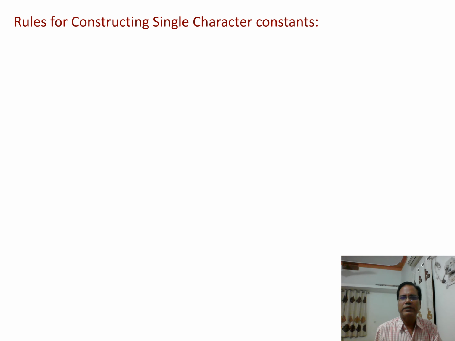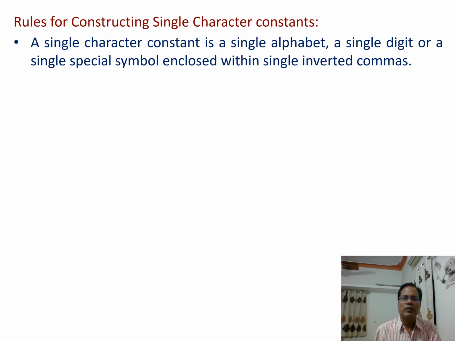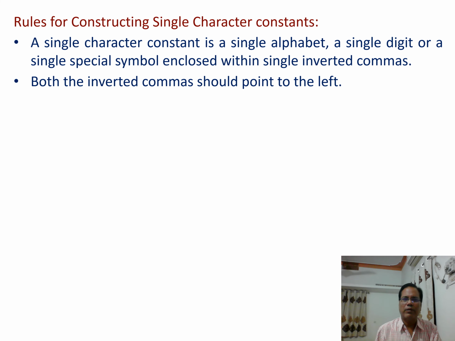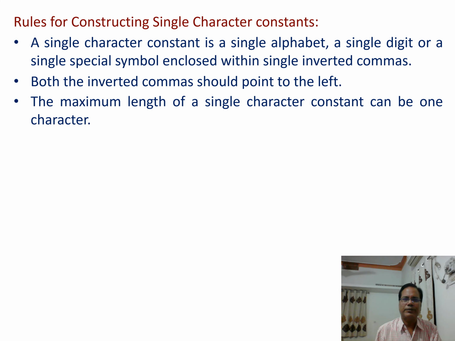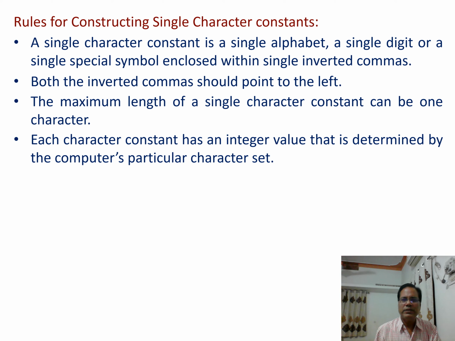Rules for constructing a single character constant. A single character constant is a single alphabet, a single digit, or a single special symbol enclosed within single inverted commas. Both the inverted commas should point to the left. The maximum length of a single character constant can be 1 character. Each character constant has an integer value that is determined by the computer's particular character set.